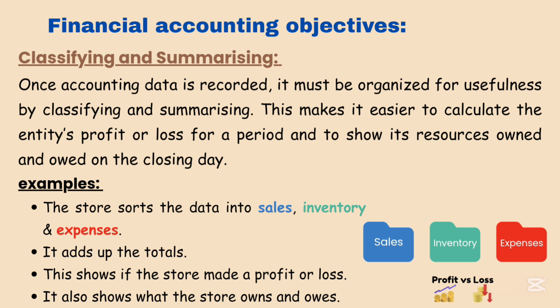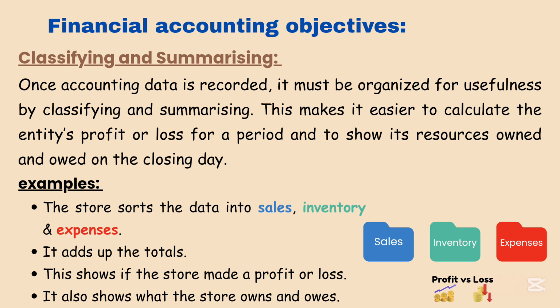Classifying and summarizing. Once accounting data is recorded, it must be organized for usefulness by classifying and summarizing. This makes it easier to calculate the entity's profit or loss for a period and to show its resources owned and owed on the closing day. Recording transactions is just the first step. To make financial data useful, we need to organize it. This means classifying and summarizing the information to see the bigger picture.